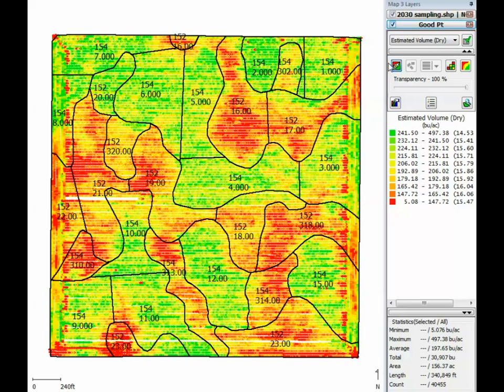So here's a perfect map. As we look at it, all of a sudden we see these different zones within the field that are yielding drastically different than the areas around them. We're identifying naturally varying parts of the field, and we're going to cut those out and manage those naturally varying parts different than the rest of the field as per their needs.